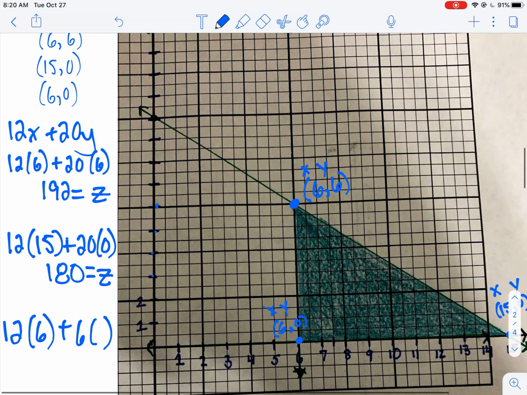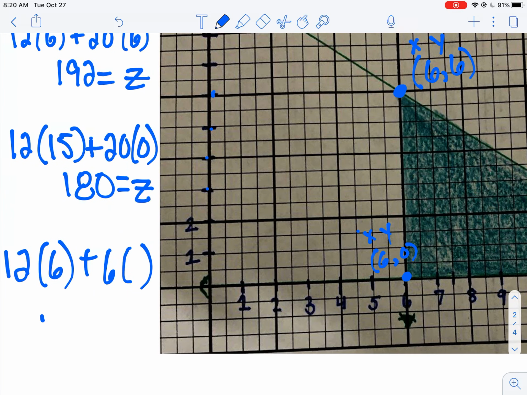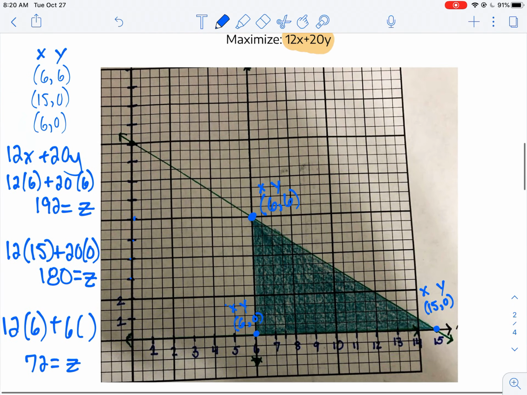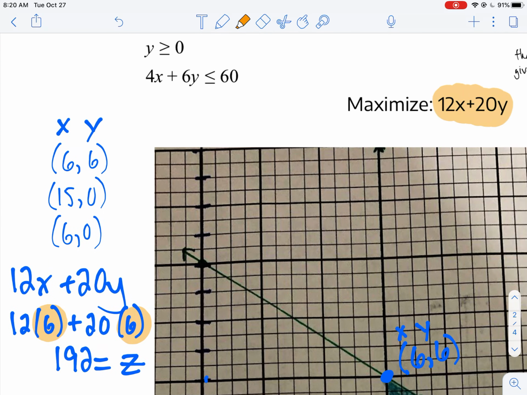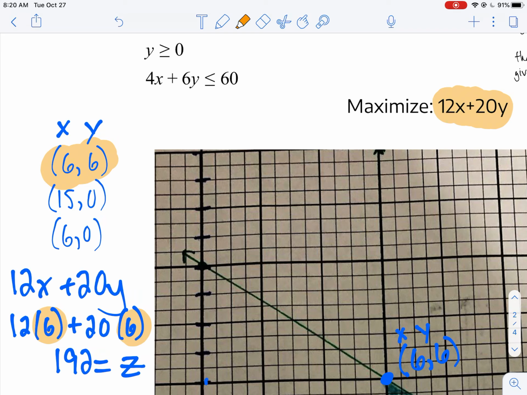Plug these in. Again, answer of 72. So let's see, to maximize my function, which ordered pair gave me the greatest answer? Ended up being 6, 6. 6, 6 would be my maximum, or this is what would maximize my function.